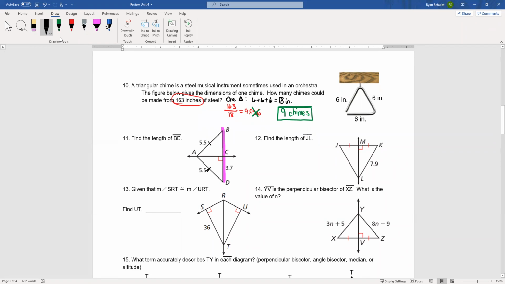If the diagonals from A to B and A to D are the same, that means AC is a perpendicular bisector. So BC has to also be 3.7. So to get the whole thing, you just have to do 3.7 plus 3.7. So let's see, that's going to be 14, carry your 1, 7.4. So what's the length of BD? BD is 7.4. That's all there is to it.